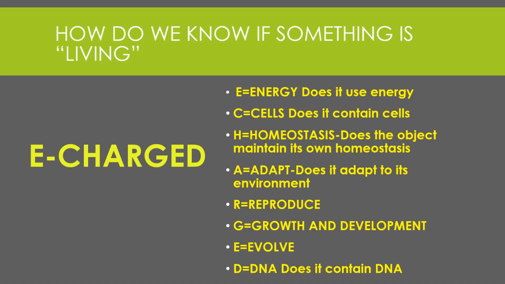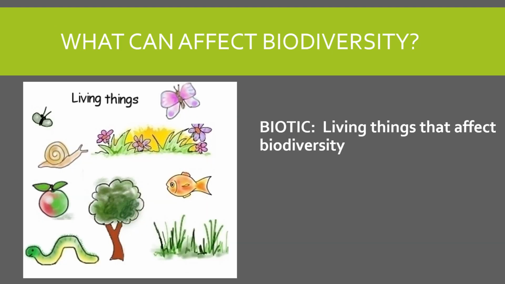So then we have this E-charge. This is not something you need to write down, but it's kind of an introduction for our abiotic and biotic factors. So if something is alive, we say that it's E-charged. It has energy. It needs to be able to use energy. It has to have cells. It has to be able to maintain homeostasis. It has to be able to adapt to its environment. It has to be able to reproduce. It has to be able to grow and develop. It has to be able to evolve. And it has to have DNA. So these are the conditions that we would say, yep, it's alive. If it doesn't have one of these things, then we would say, no, it's not alive.